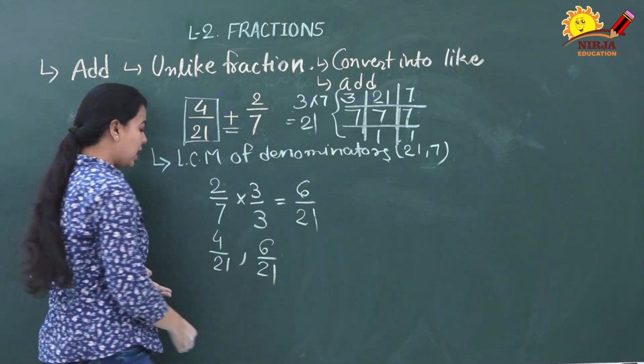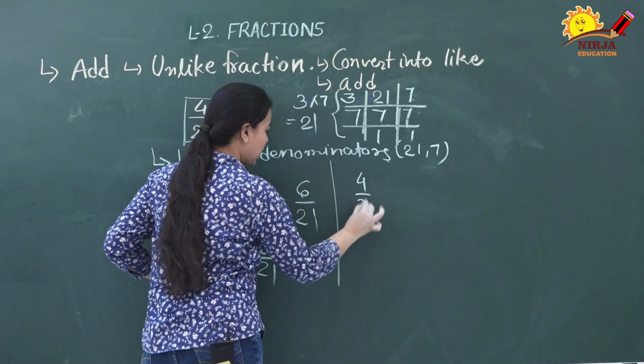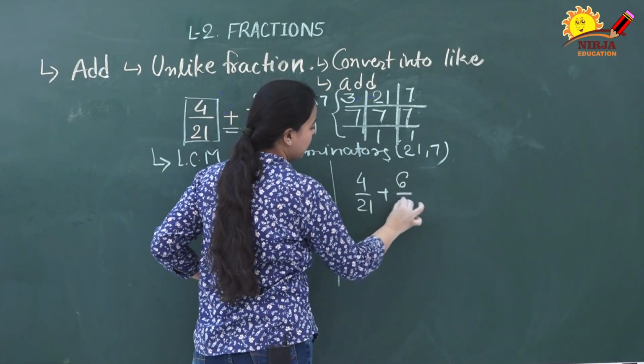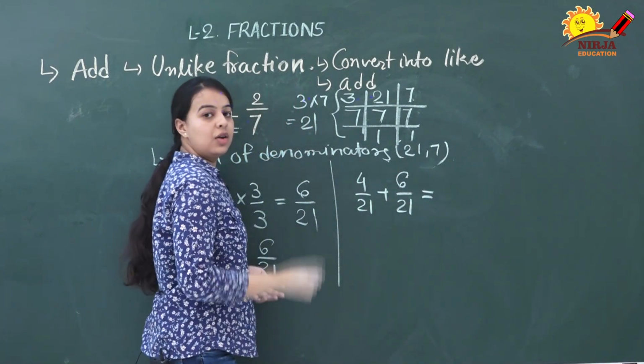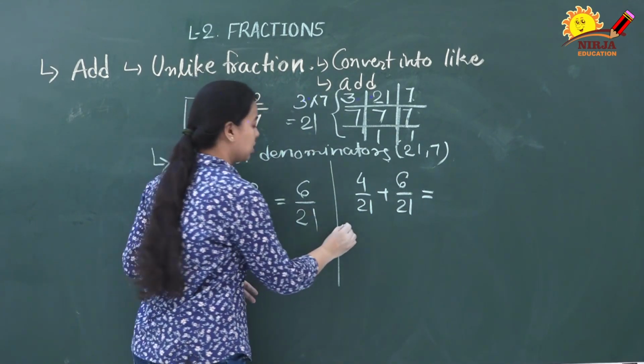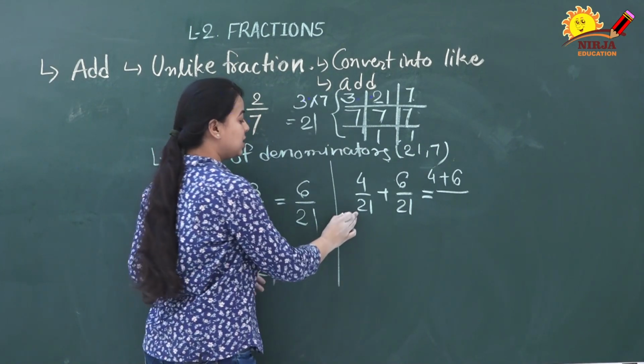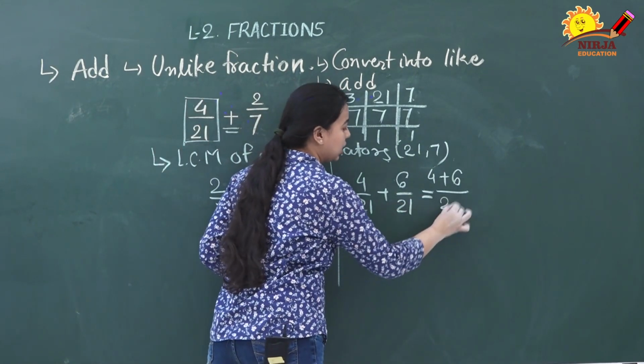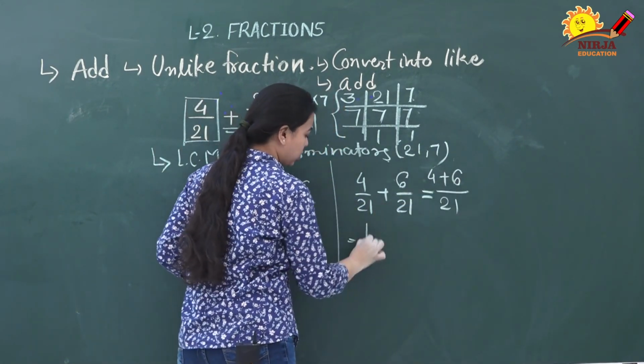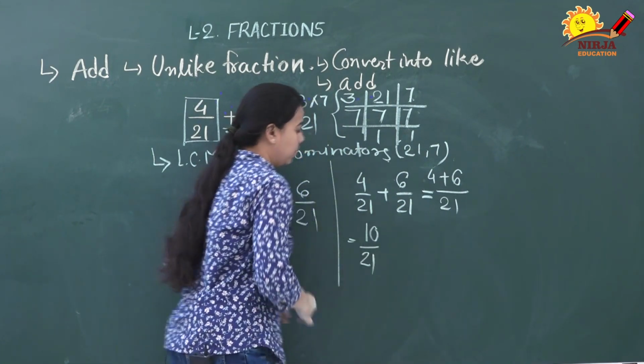Now it is easy to add. Let's add 4 upon 21 plus 6 upon 21. How to add? We are going to add the numerators, 4 plus 6, and we need to place the denominator as it is, that means 21. 4 plus 6 is equal to 10 upon 21.